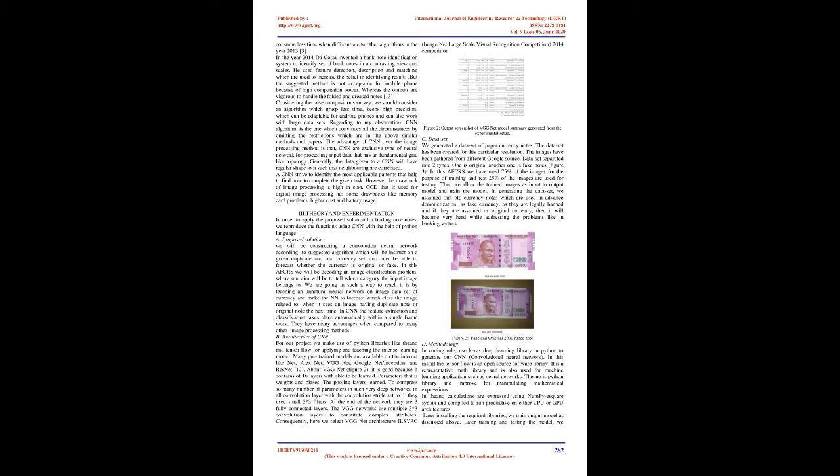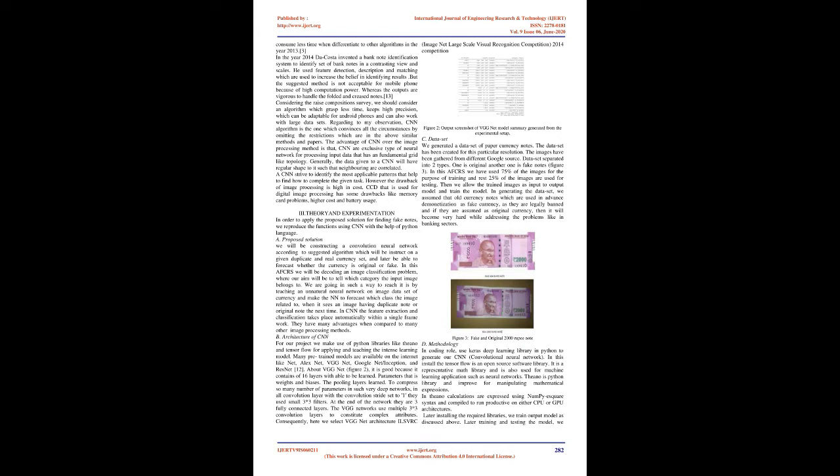We reach it by teaching an artificial neural network on an image data set of currency and making the NN forecast which class the image belongs to when it sees an image having a duplicate note or an original note the next time. In CNN the feature extraction and classification take place automatically within a single framework. They have many advantages when compared to many other image processing methods.